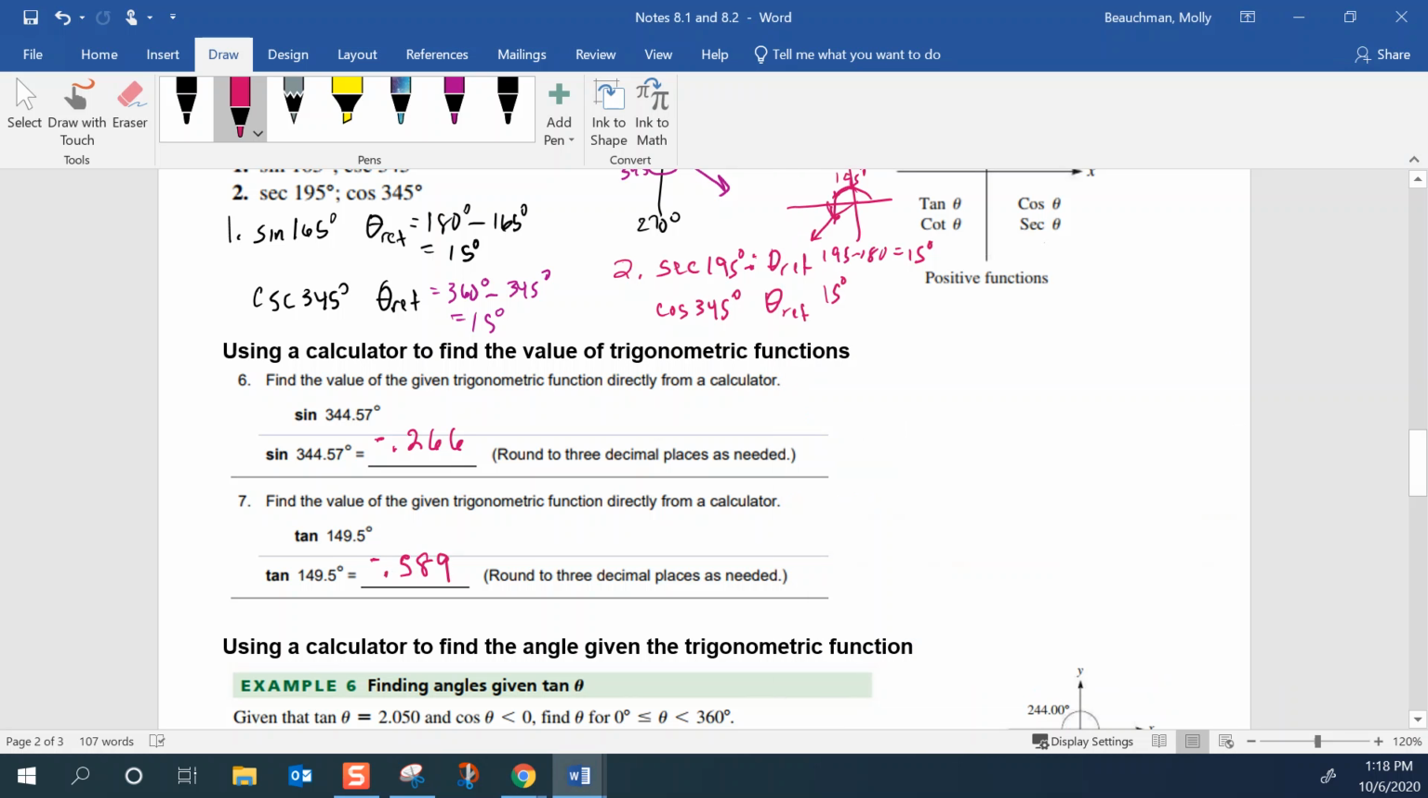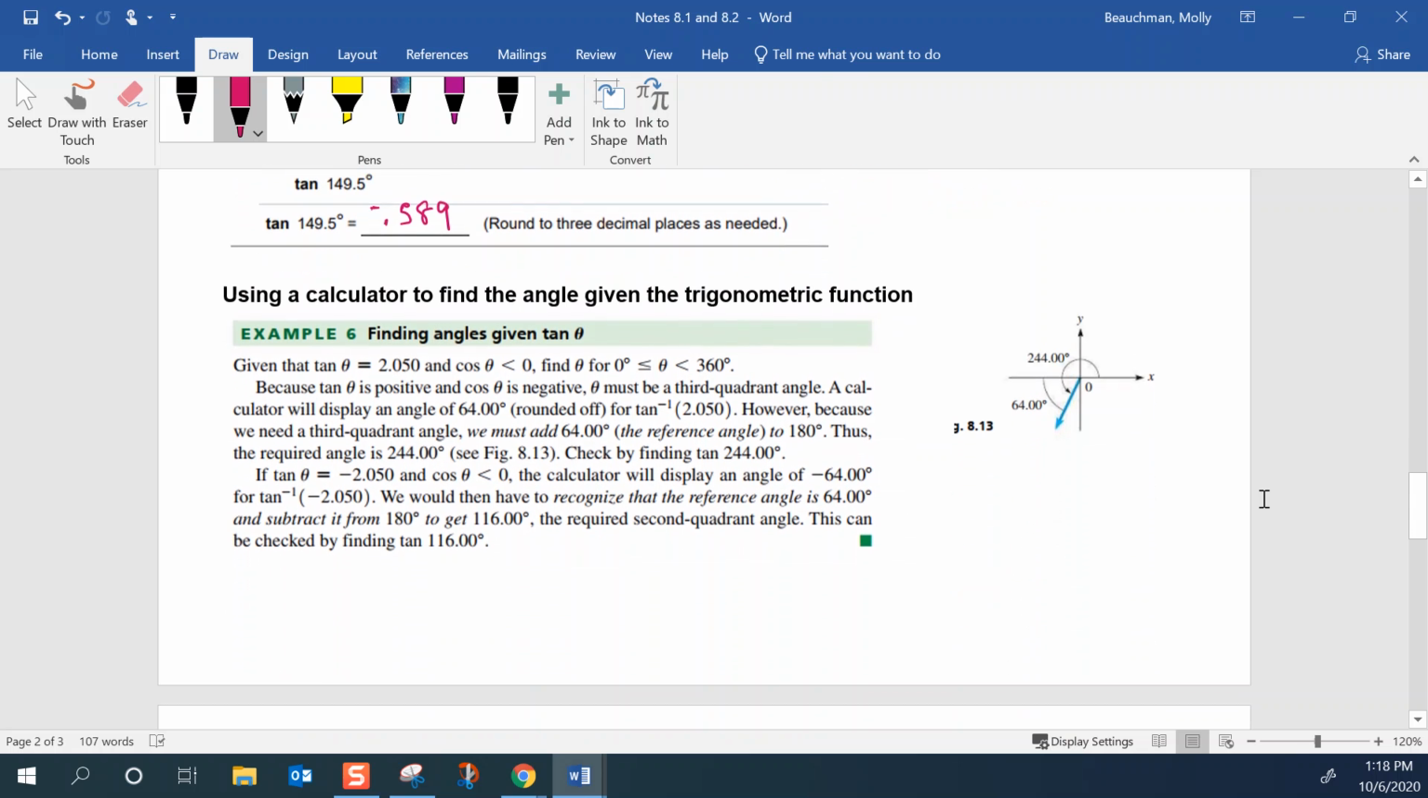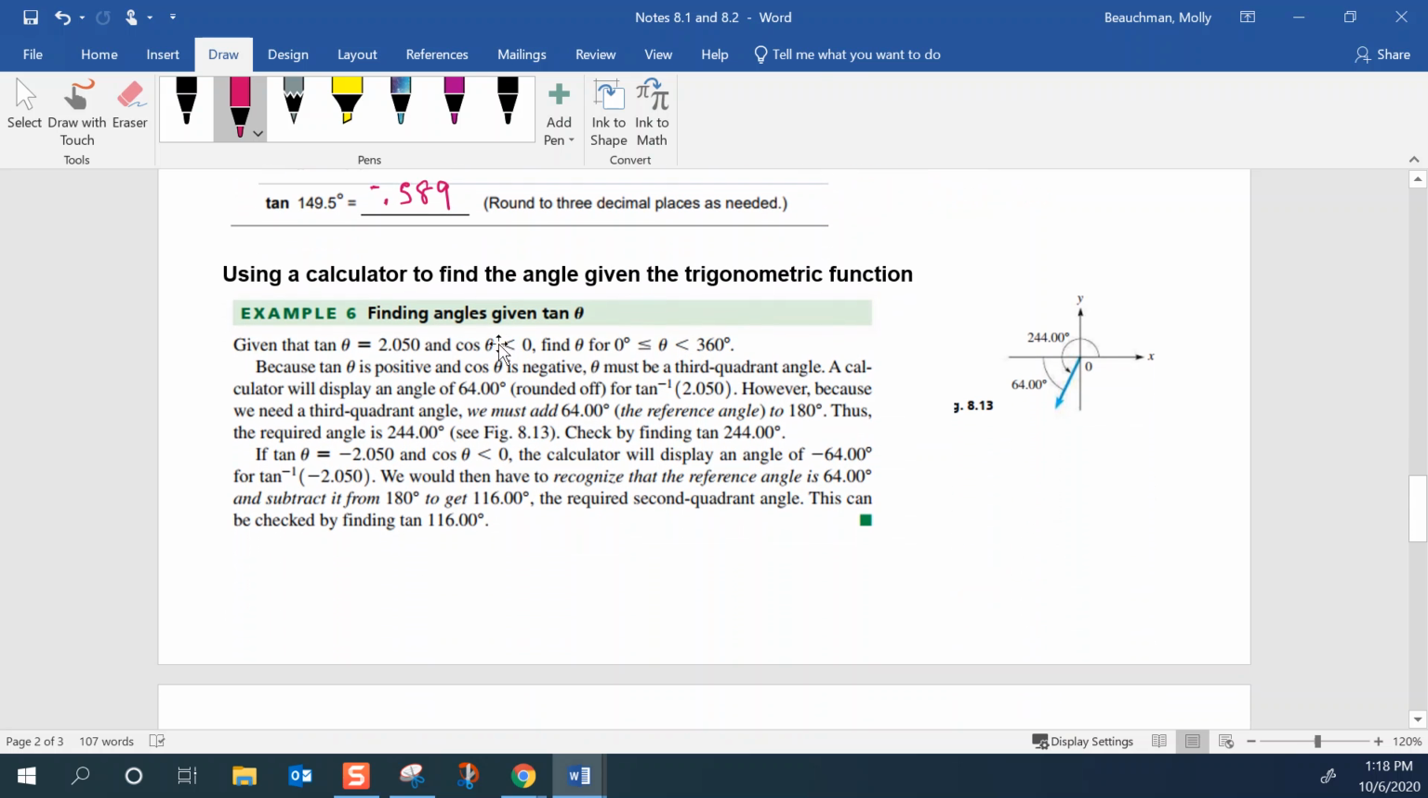So using a calculator to find the value of trig functions is nice and easy when you have the degree measure and or the radian measure and you want to find the trig function. When we're going the other direction, using a calculator to find an angle given the trig function, it's a little trickier. Okay, so we're going to take a look at an example 6 from your textbook.